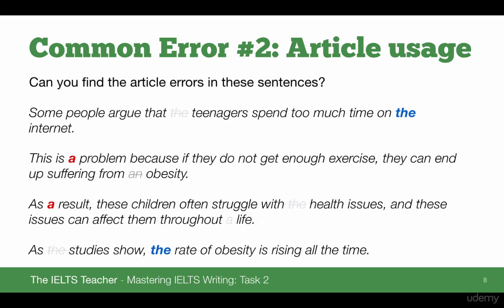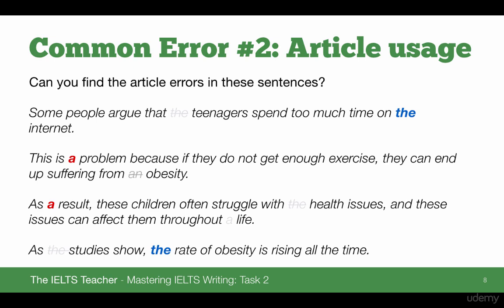Some people argue that teenagers, not specific teenagers, just teenagers in general, spend too much time on the internet. We always put a definite article, the, before internet when we're looking at it as a noun. This is a problem. It's not the only problem. It's a problem because if they do not get enough exercise, they can end up suffering from obesity. We do not use an article with an uncountable noun like obesity.